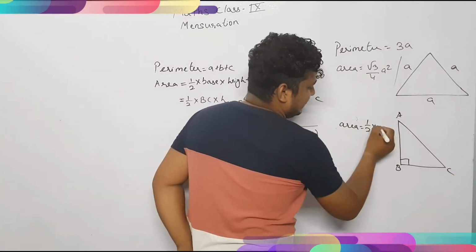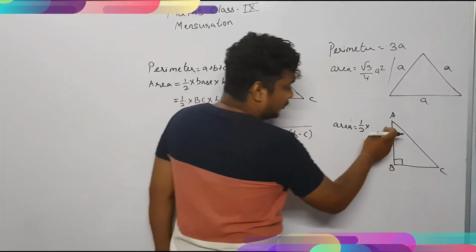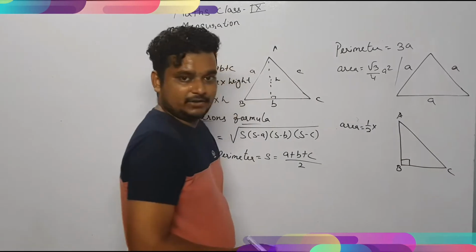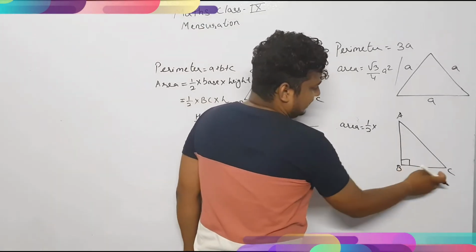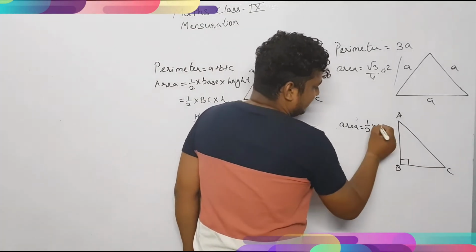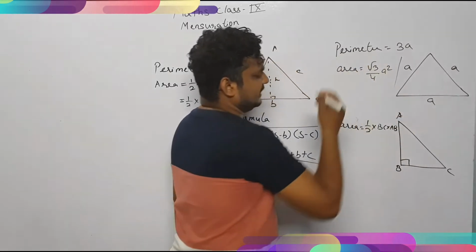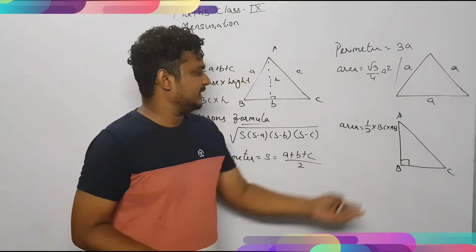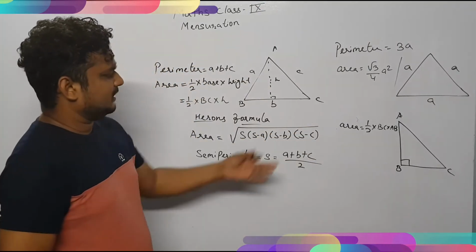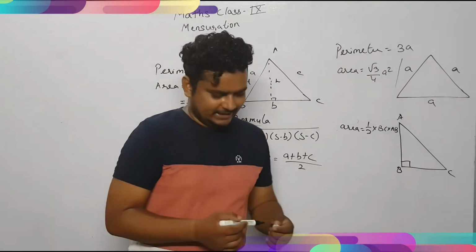What will the base? Or you can tell that the product of the sides along with the 90 degree. Okay, product of the sides along 90 degree, this side by this side. So you can tell that BC into AB. Or further you can tell that base into height also, no problem with that. So this is the formula for area of a right angle triangle.